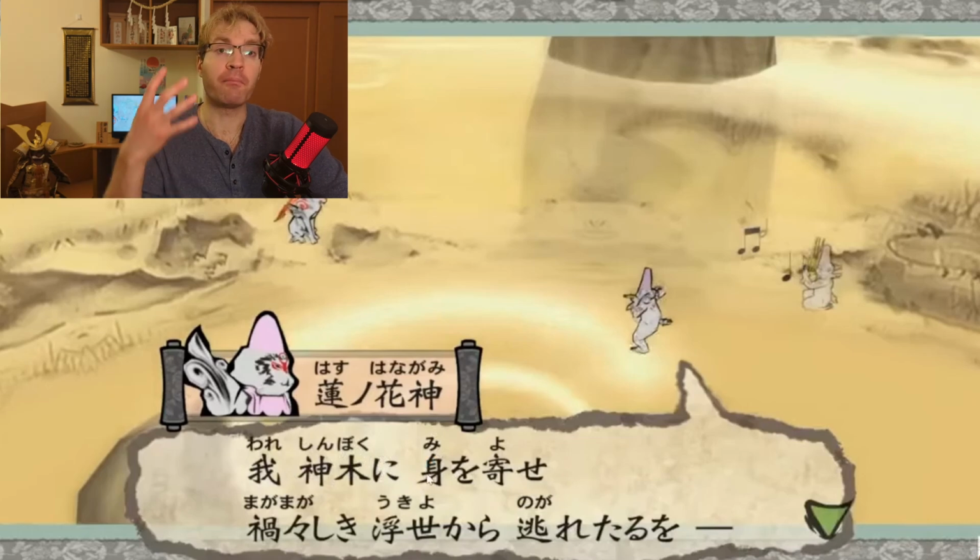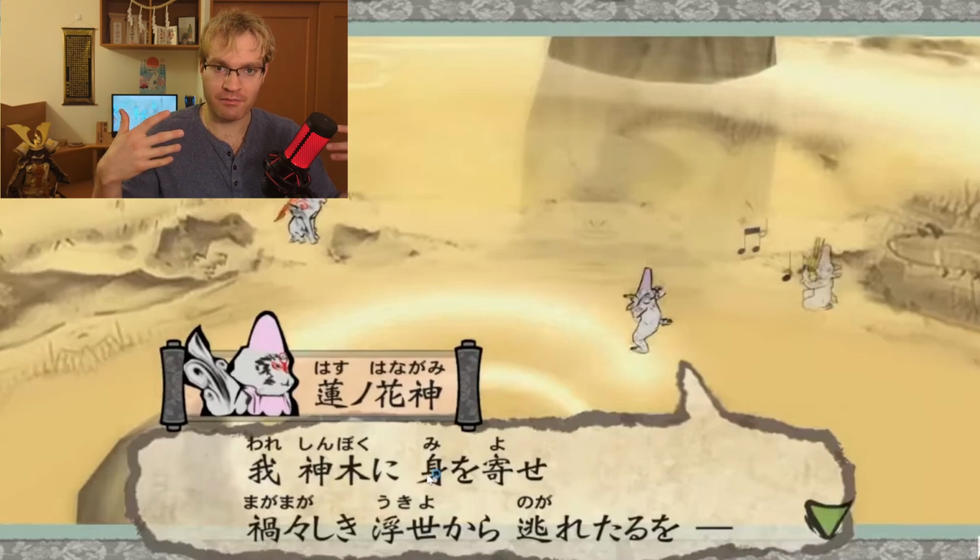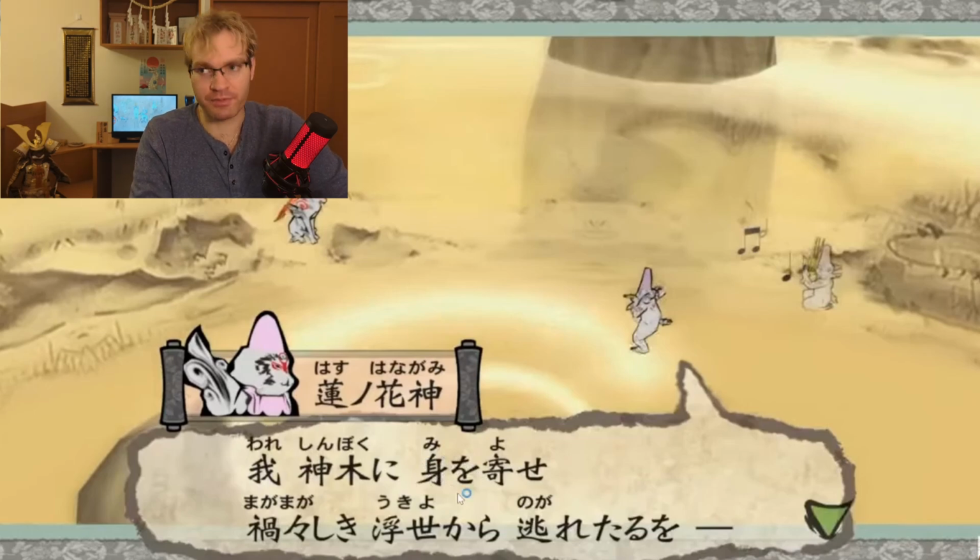Mi means body. It's a native Japanese word that means body. However, in this instance, it's better to translate it more as I myself, my person, my being. And then mi is followed by the particle o, which denotes the object of a sentence. The object of a sentence is the thing that has the action done to it.